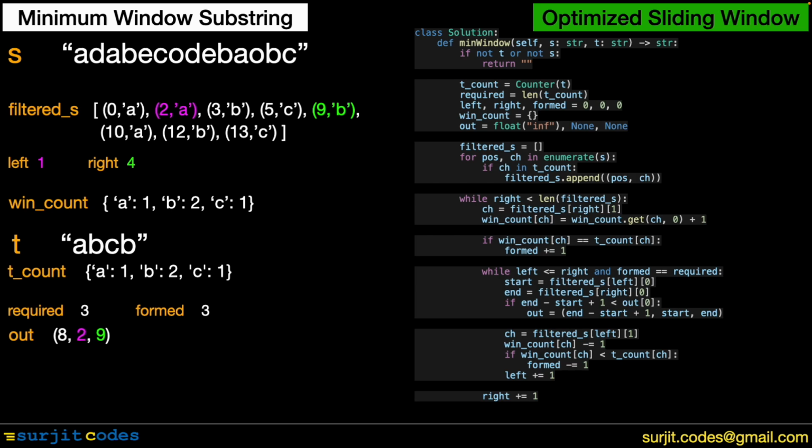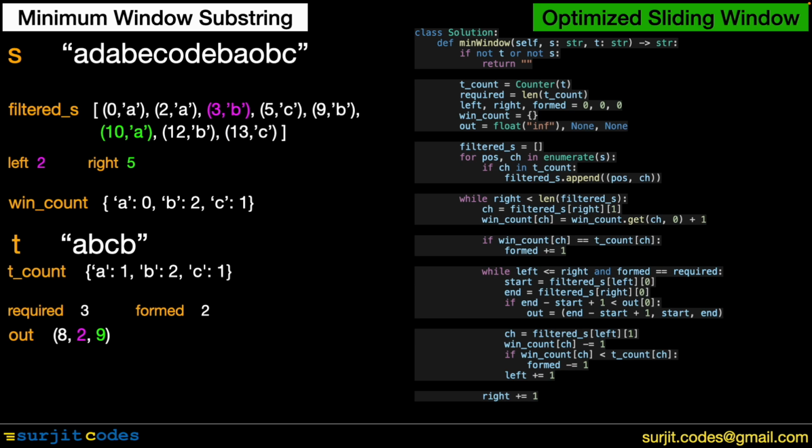In the second iteration of inner loop, left is 1, start is 2 and end is 9. Length of the window is 9 minus 2 plus 1 equal to 8. So out becomes 8 to 9. Count of A in win count is reduced to 0. Formed is reduced to 2. Left becomes 2 and the inner loop is terminated.